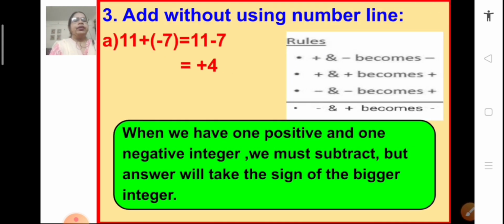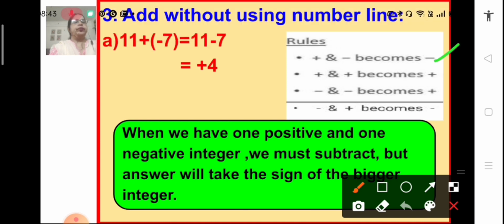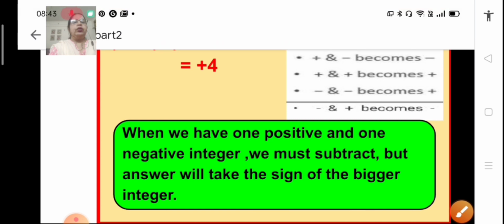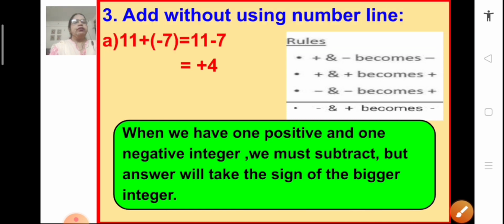Question number 3, add without using a number line. Here we have to remember the rules. If we have one negative sign and one positive sign, then we subtract and it becomes a negative sign. If we have two positive signs, we add and it becomes a positive sign. And if we have two negative signs, we add them and the answer takes the negative sign. So when we have one positive and one negative integer, we must subtract, but the answer will take the sign of the bigger integer.